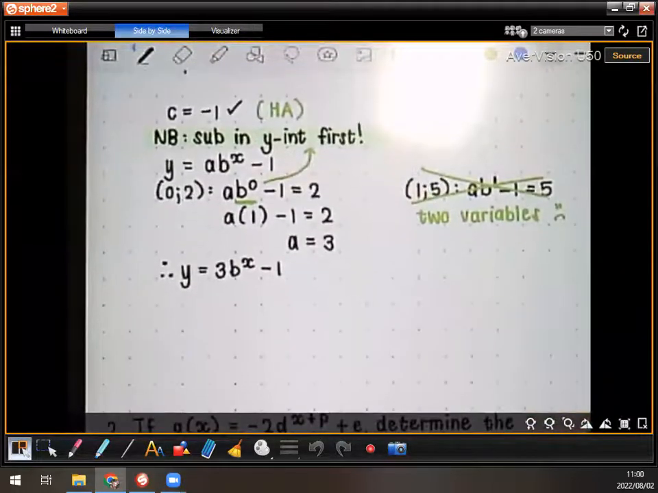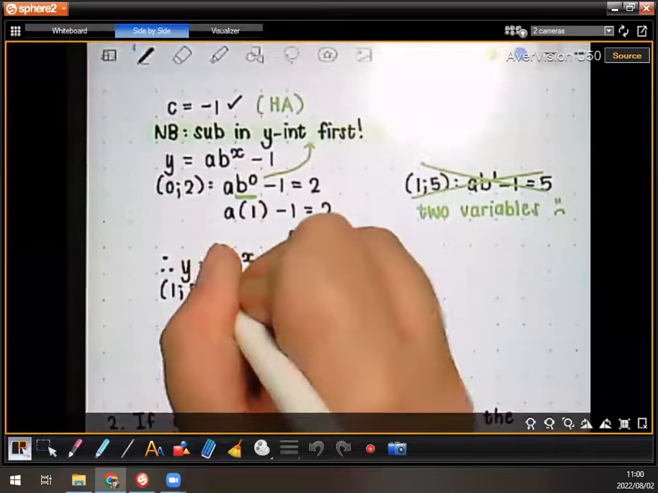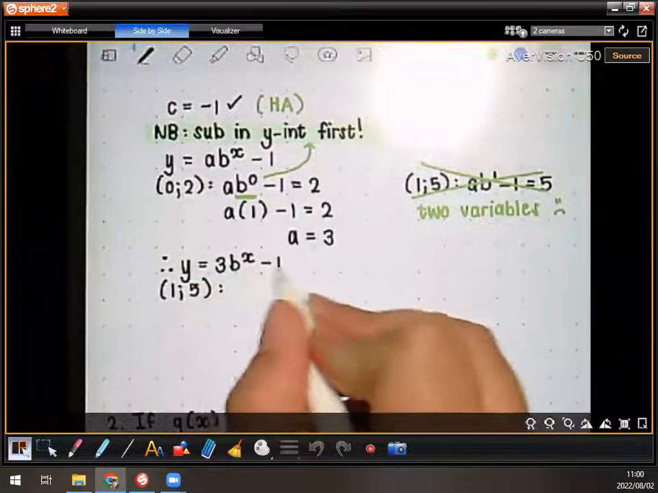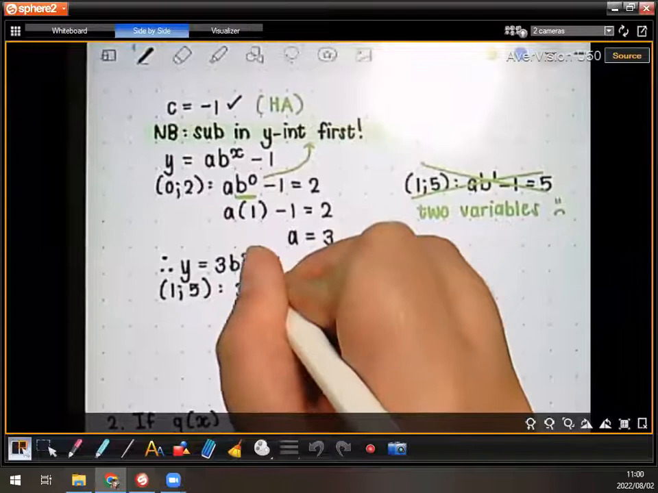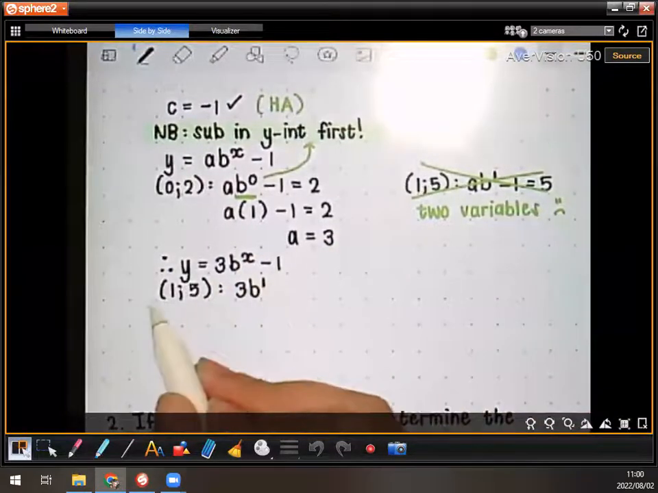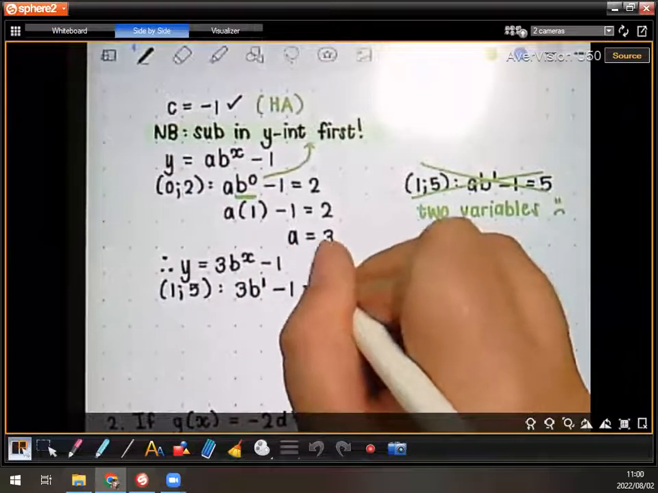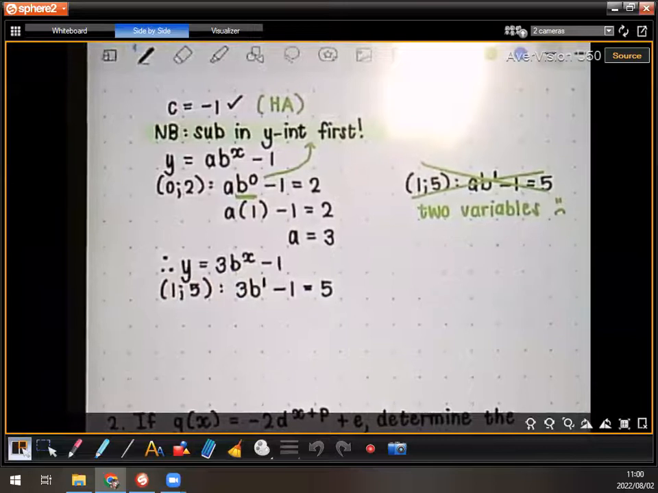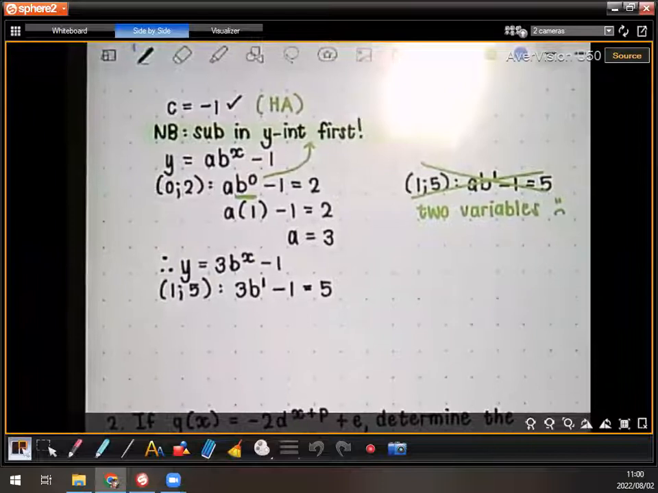We have the point 1, 5, which I'm now going to sub into this equation. I'm just going to put this on the left-hand side because I know I'm going to solve for b. So we're going to get 3b to the power of x, which is now 1 for this point. So 3b to the 1 minus 1 is equal to 5. How many variables do I have there? 1, right? Just b. And I can solve for b here quite easily.